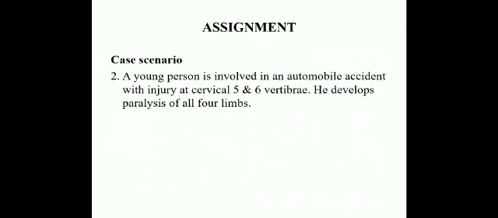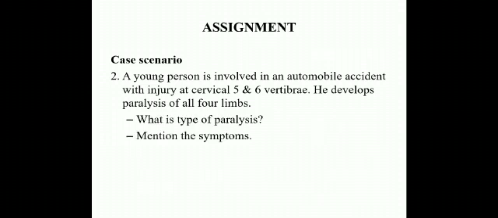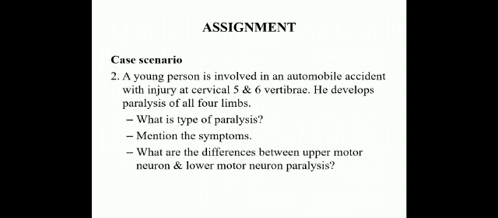Second case scenario, a young person is involved in an automobile accident with injury at cervical 5 and 6 vertebrae. He develops paralysis of all the 4 limbs. What is the type of paralysis? Mention the symptoms. What are the differences between upper motor neuron and lower motor neuron paralysis? Thank you.